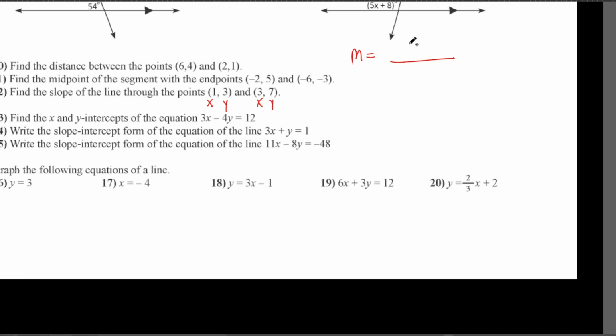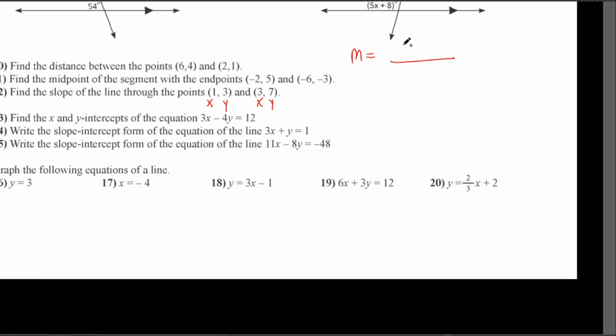I've probably said that 100 times between this class and my other class. So it's rise over run. So we do the y's on the top. The y's go on top. A lot of people think the x's go on top because x is first, y is second. But the y's go on top because it's rise over run. The y is the up and down. That's the rise. So we take the y's and we subtract them.